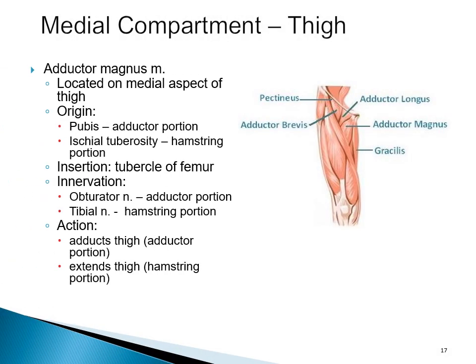The adductor magnus muscle, it has two origins. The adductor portion is the pubis, the hamstring portion is the ischial tuberosity. It inserts on the femur. Its innervation, the adductor portion is the obturator nerve, the hamstring portion is the tibial nerve. Its action, adduct the thigh is the adductor portion, hamstring portion is to extend the thigh.